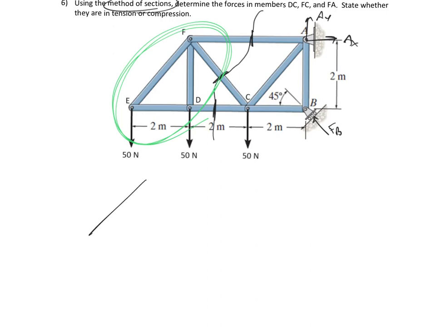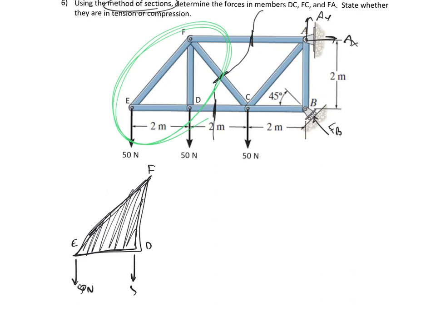So let me kind of draw this: E, F, D. I kind of like to draw it in as if it's just some solid object. What forces are acting on it? 50 newtons, 50 newtons. Those are the only external forces. And then when I cut AF, I expose that force in AF. I'm guessing it's pulling, I'm guessing it's in tension. I expose the force in CF and the force in DC.